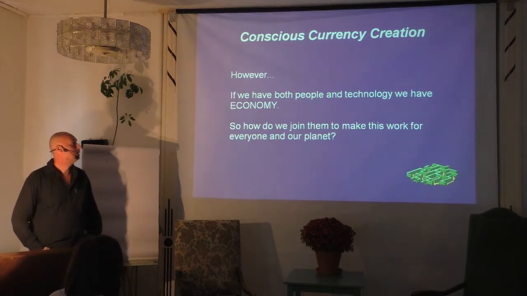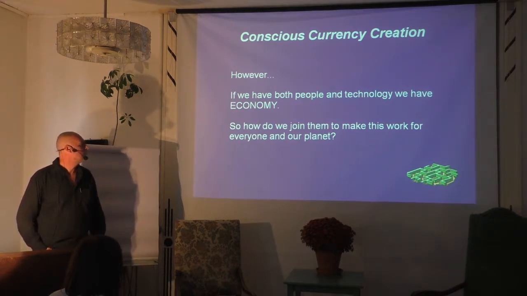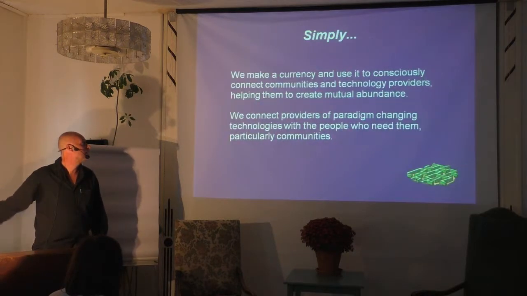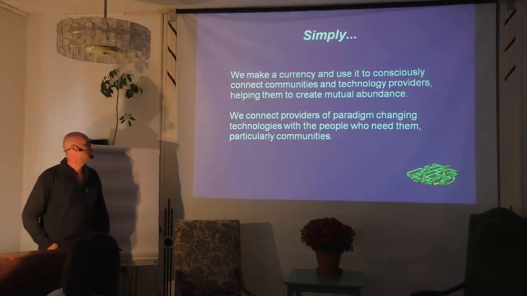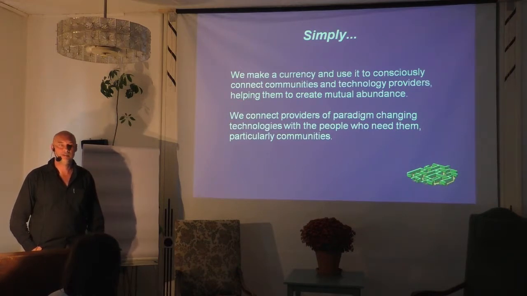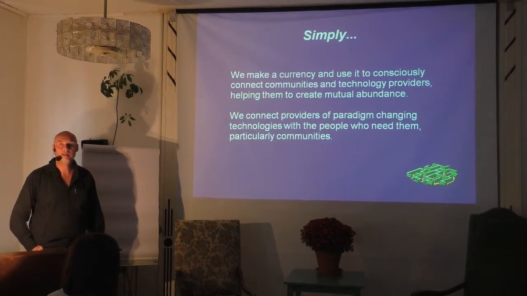If we have both people and technology, we have economy. And what I'm talking about is mega productivity. So how do we join them to make this work for everyone and to support our planet at the same time? Simple, actually. We make a currency and we use it to consciously connect communities and technology providers, helping them to create mutual abundance. So this is about a two-way flow of energy. We connect with the providers of paradigm-changing technologies, and we connect them with the people who need them, particularly the communities.